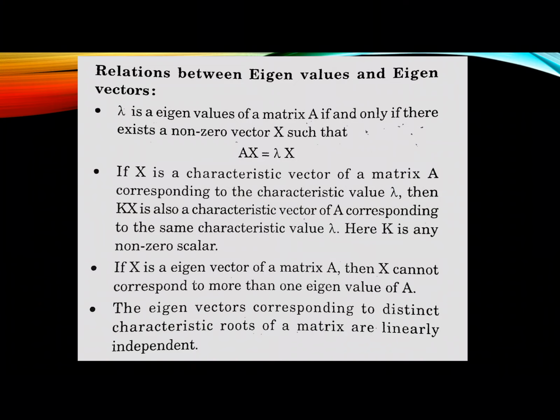The eigenvectors corresponding to distinct characteristic roots of a matrix are linearly independent. So we will have multiple eigenvectors for a matrix and multiple roots or eigenvalues for a matrix. The statement is that the eigenvectors corresponding to distinct characteristic roots of a matrix are linearly independent. So the vectors will correspond to the characteristic roots of the matrix, and those will be linearly independent, not linearly dependent.